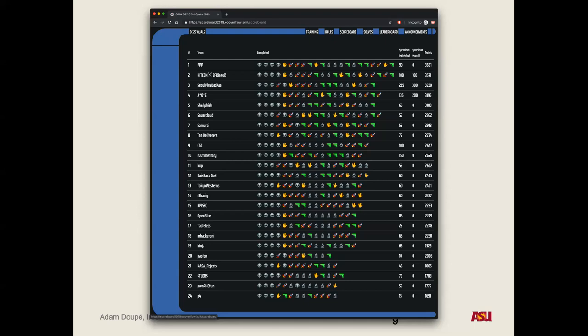As you can see, Shellphish is number five. Yes, number five. This is the team that Adam was on, and probably Adam would have been number one if I was still on the team. Oh, let's see this year. Yeah.